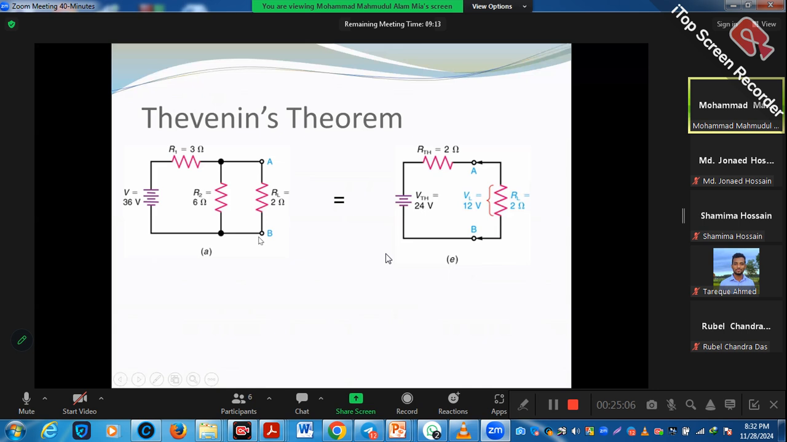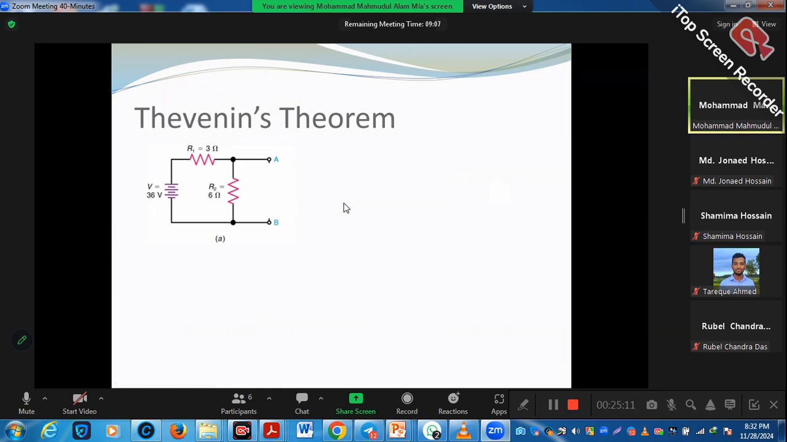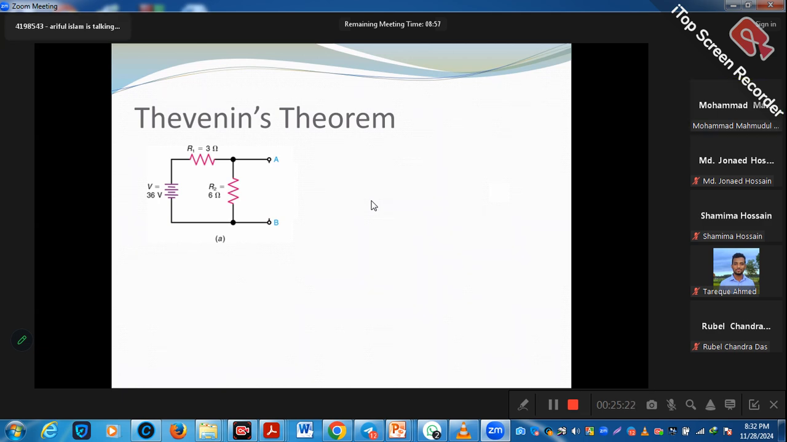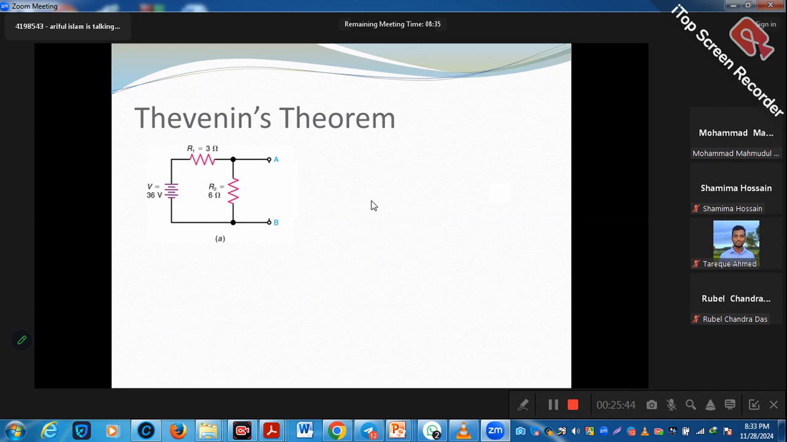Suppose if we want to apply Norton's theorem in that circuit, then what will happen here in the AB terminal? Will it be the open circuit? Sir, AB terminal open and voltage source close.